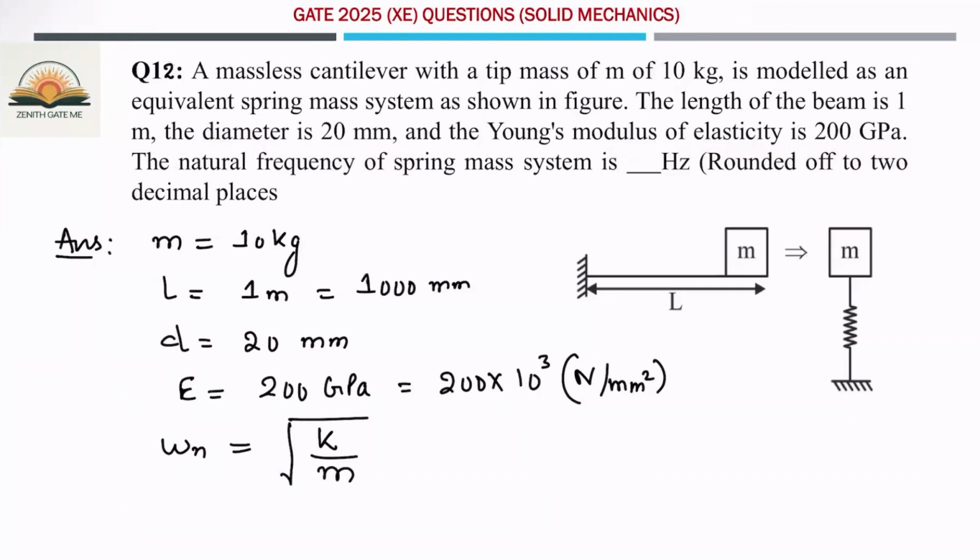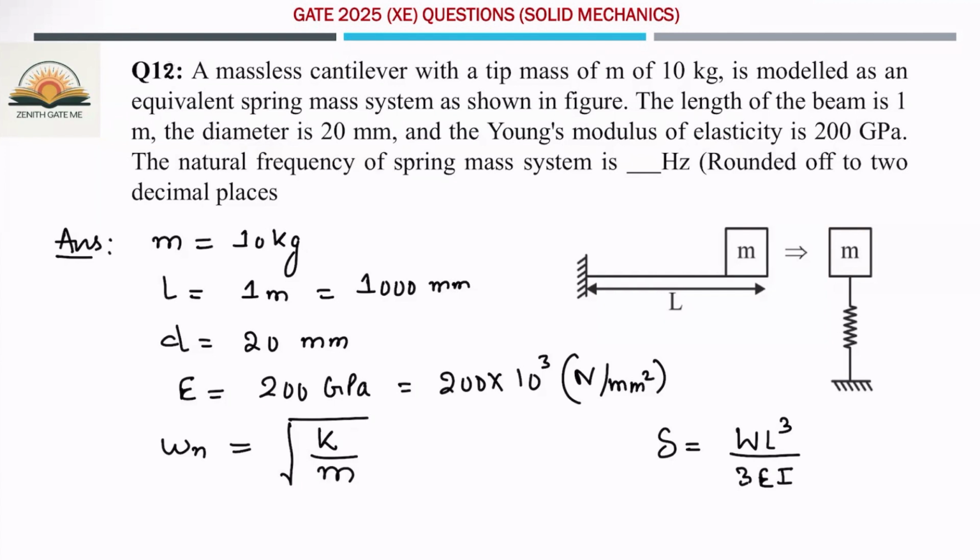There is a cantilever beam and a mass placed over this beam, and it is modeled in the form of a spring mass system. You have to calculate the natural frequency of this system. The mass is already given, so you have to calculate the stiffness of this beam. When a point mass is acting at the end of a cantilever beam, the deflection is W L cube by 3EI, where W is the weight of that block or the point load.